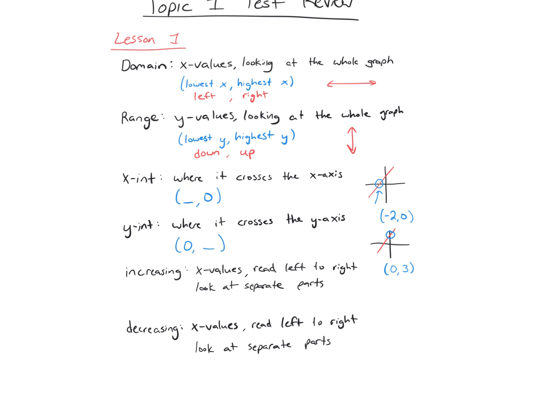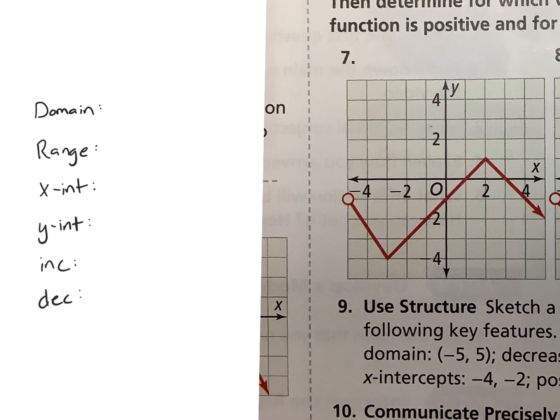Okay. I want you to look at example 7. We're going to look at 2 different examples. Example 7 on page 54. Go try and find those 6 different things. So, the notes that we just took, domain is what? The x values, right? X values, we're looking left to right.